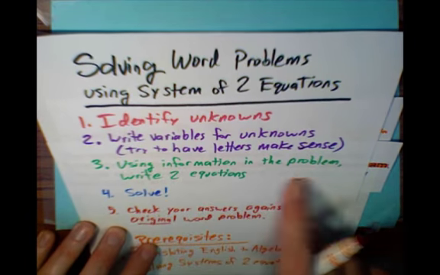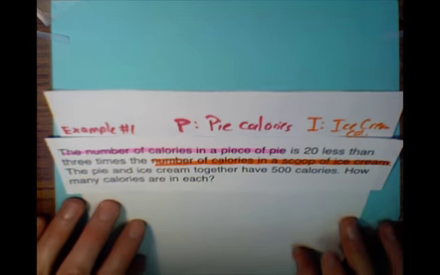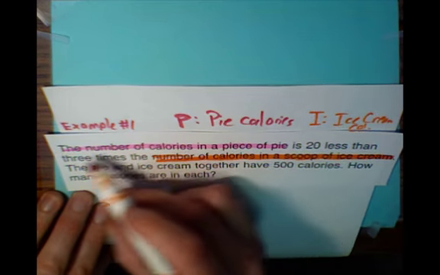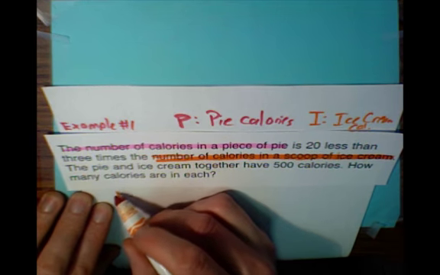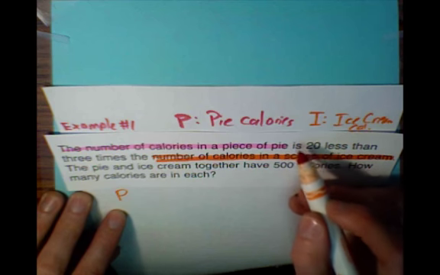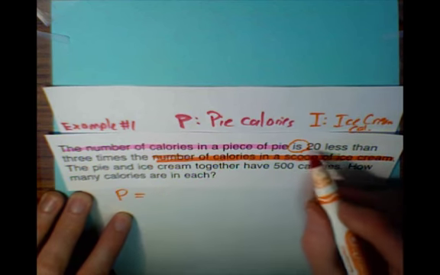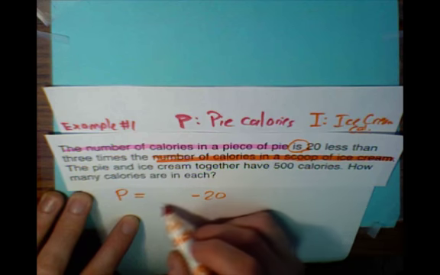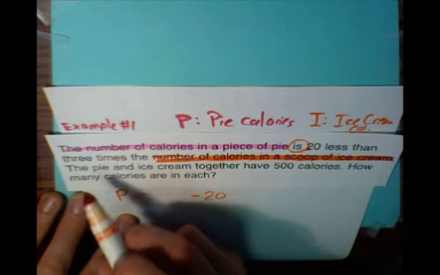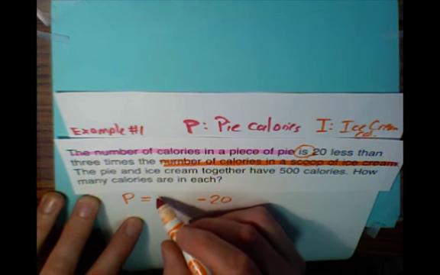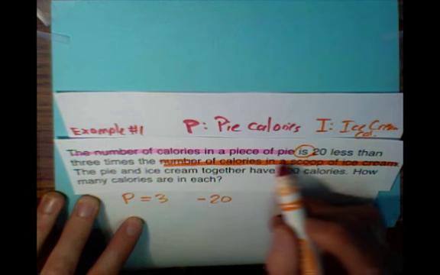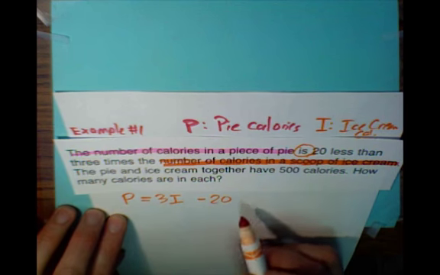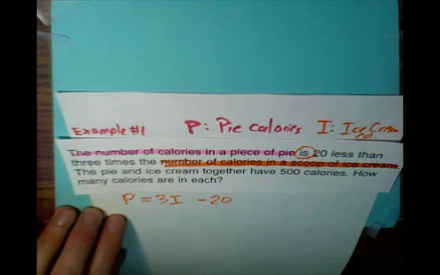Next, we use the information to write two equations. So once we have P and I, this is actually pretty straightforward. The number of calories in a piece of pie, we change that entire phrase to the letter P. P equals 20 less than, which means something minus 20, 20 less than 3 times the number of calories in a scoop of ice cream, which was I, 3I. So P equals 3I minus 20.